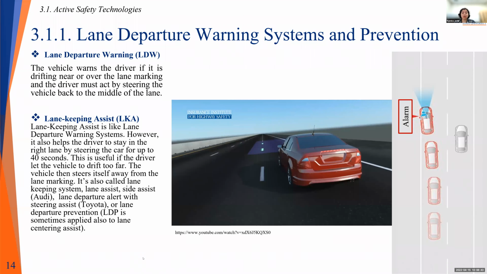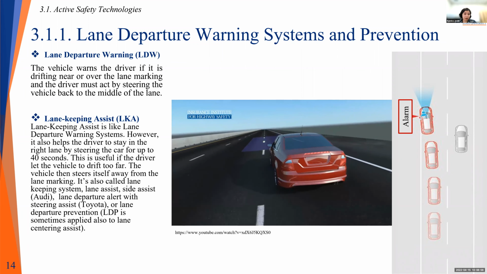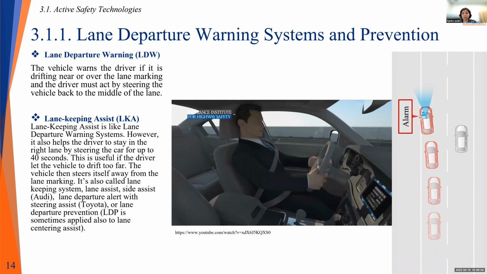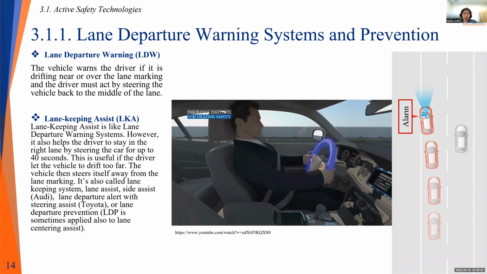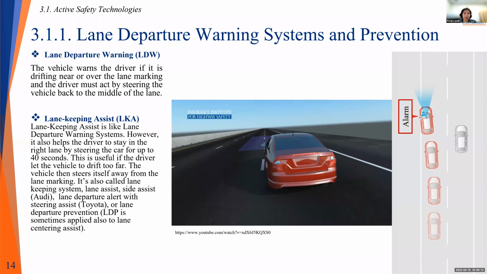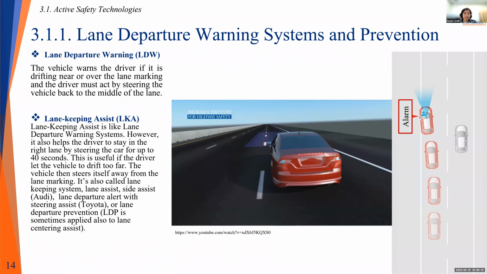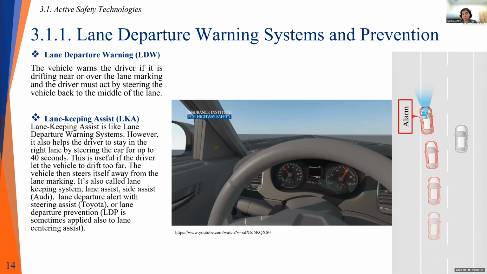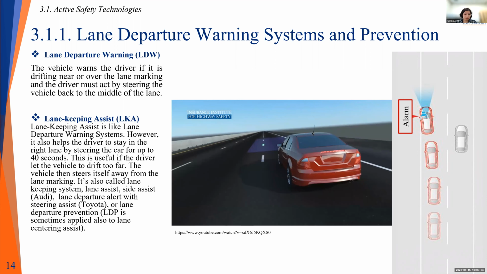The first technology that we are going to talk about is lane departure warning systems. The technology works in the way that the vehicle warns the driver if it's drifting near or over the lane marking, and the driver must act by steering the vehicle back to the middle of the lane. Also, if there is no lane marking, this feature does not work.